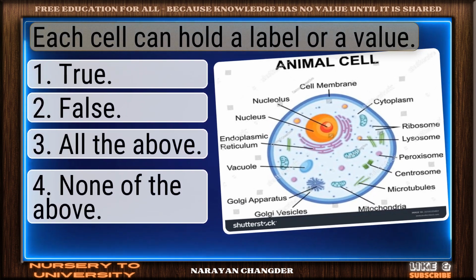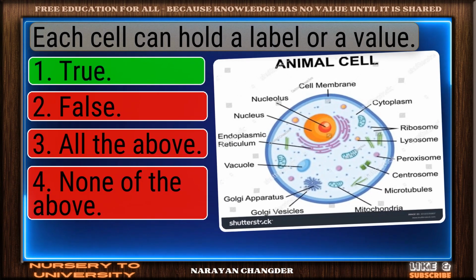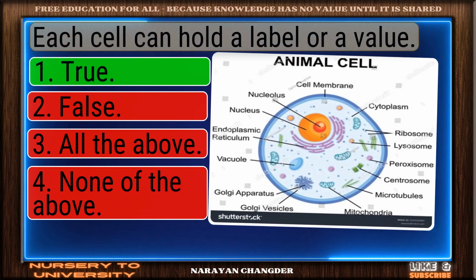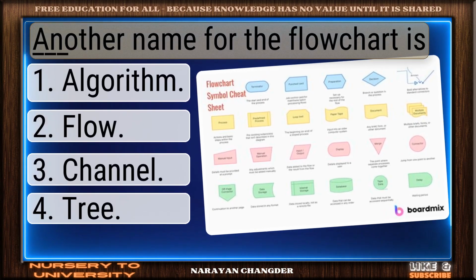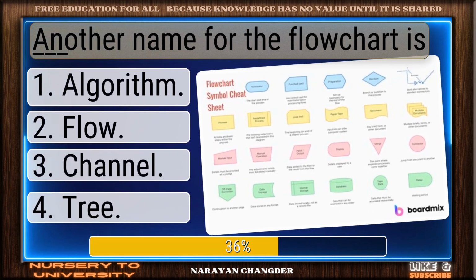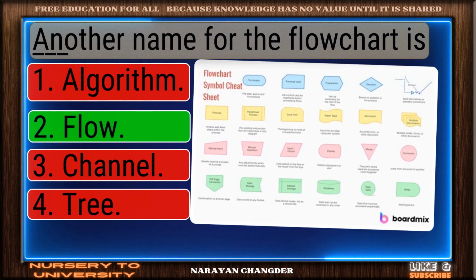Each cell can hold a label or a value. Correct response. True is the most accurate answer. Another name for the flowchart is dash. Smart move. Flow is an accurate answer.